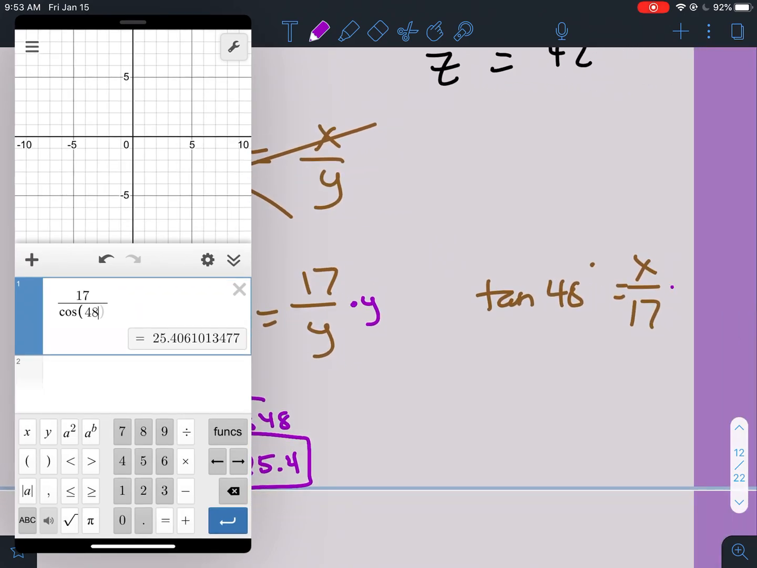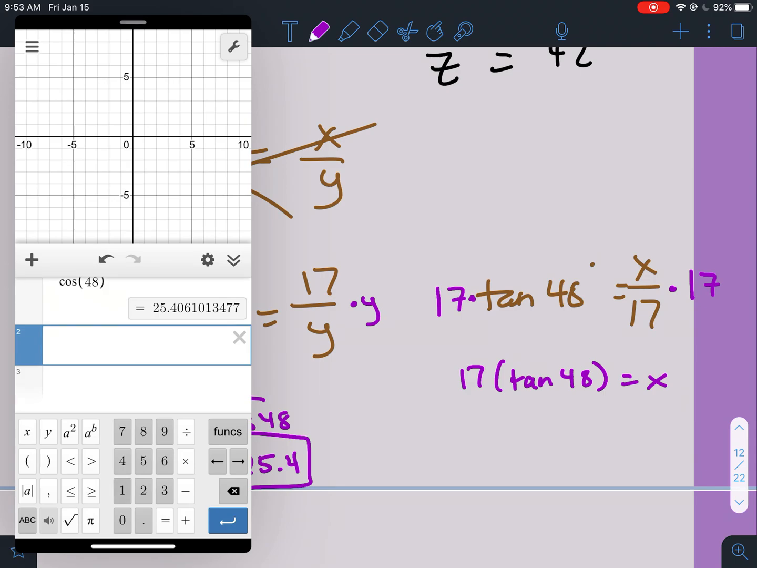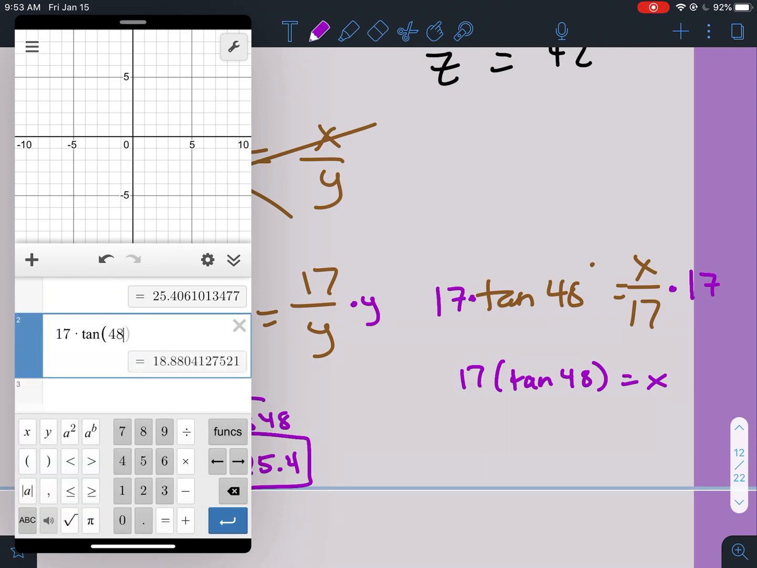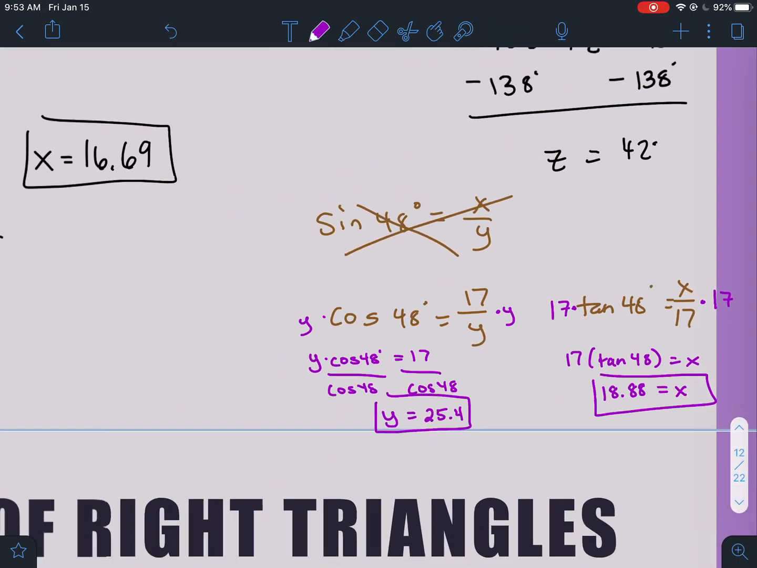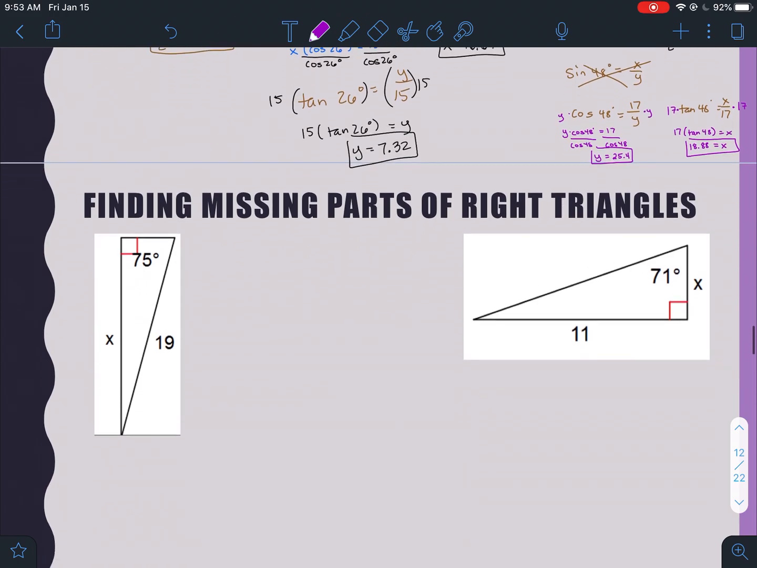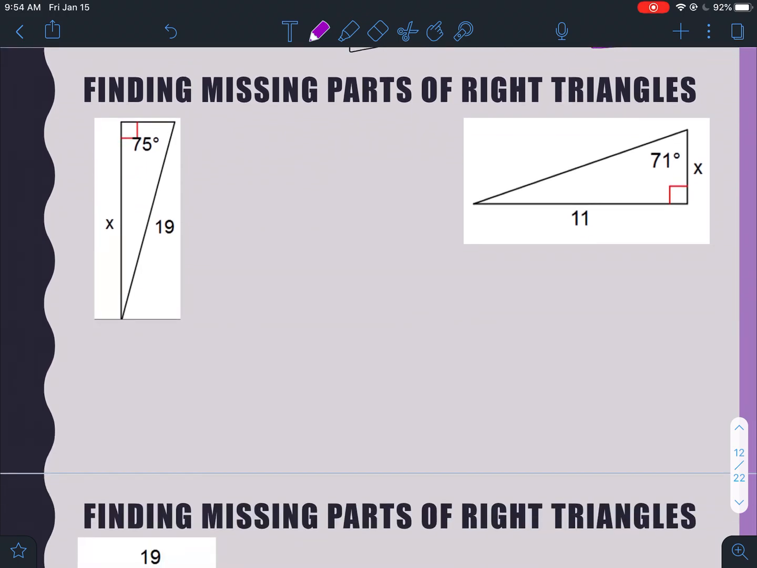And then on this one, to solve for x, we're going to multiply both sides by 17. So 17 times the tangent of 48 equals x. So 17 times the tangent of 48 is going to be 18.88. So that missing side is going to be 18.88. All right, you guys pause the video and try these two. You can check your work against the finished notes from class today when you're done.